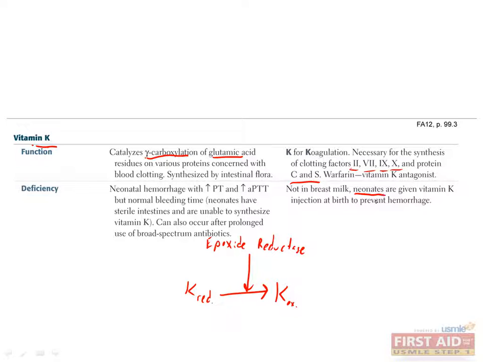A deficiency in vitamin K can occur in neonates who have sterile intestines or after antibiotic use, since the primary source of vitamin K is intestinal flora. People who are deficient in vitamin K can't produce enough clotting factors and are therefore at risk for hemorrhage. Labs will show increased PT and PTT, but a normal bleeding time, since platelets still function normally. To prevent this, neonates are given an intramuscular injection of vitamin K at birth.